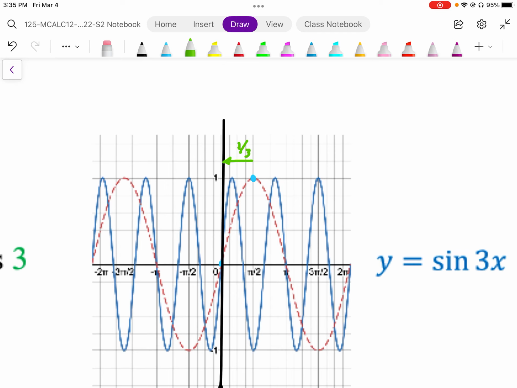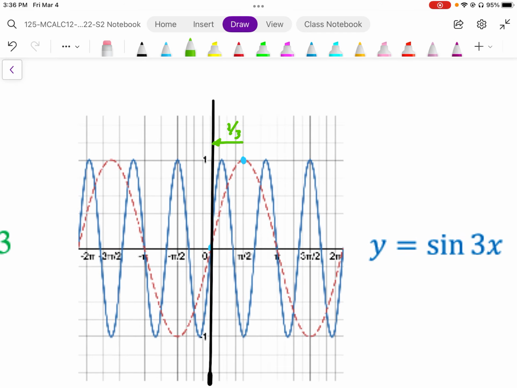In general, if you take a look at the blue graph compared to the red one, the blue graph looks like it's 3 times steeper, right? The blue looks like it's 3 times steeper. And in fact, it is. And why is that the case?